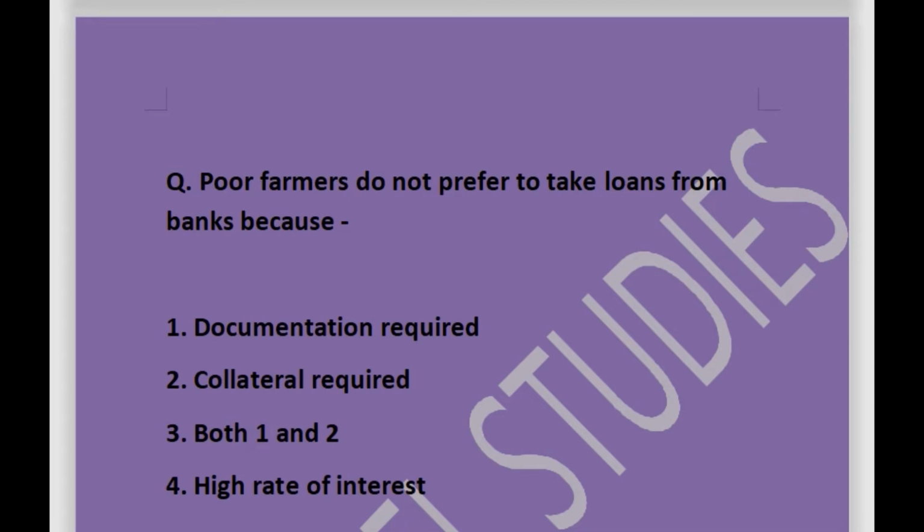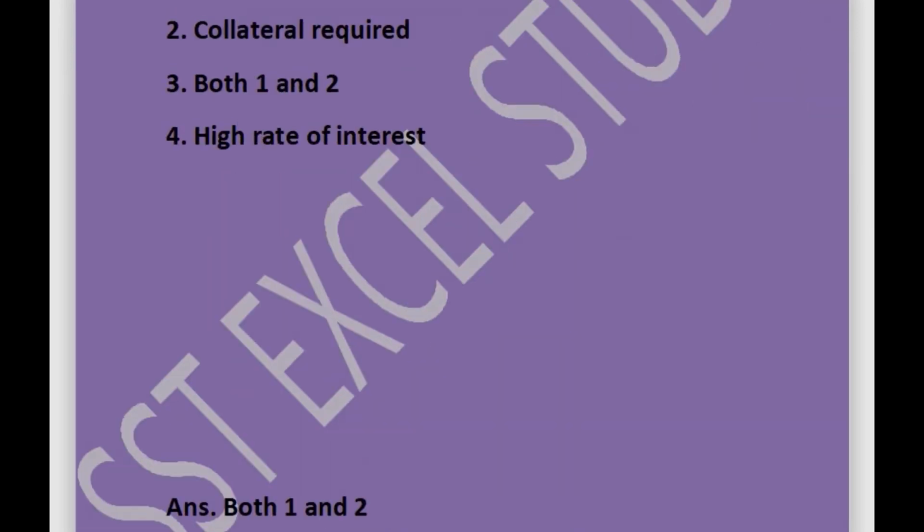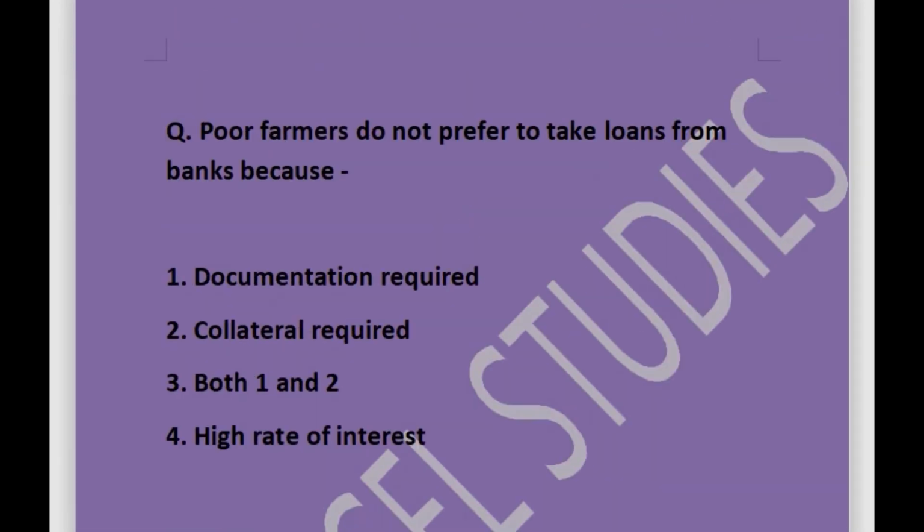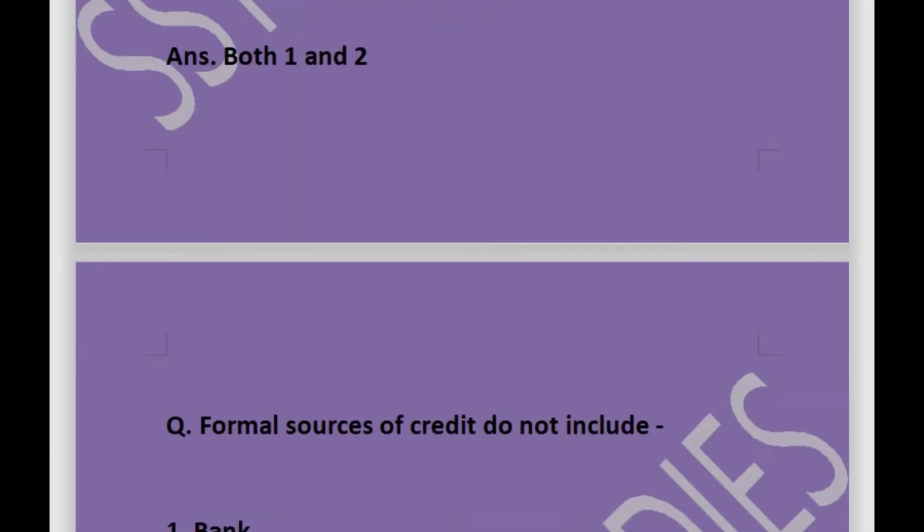Next question is, poor farmers do not prefer to take loans from banks because. Options are documentation required, collateral required, both 1 and 2 or high interest of rate. Answer is both 1 and 2, means documentation is required and collateral is required in the case of formal sector. So poor farmers do not like to take loans from formal sectors or banks.